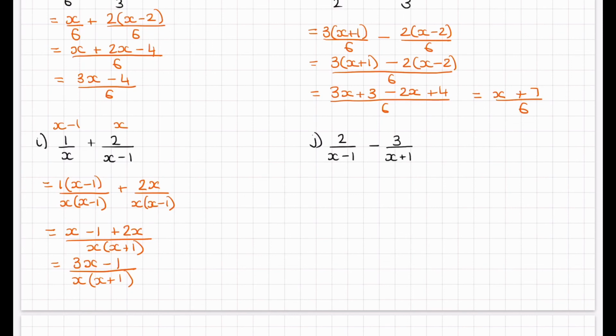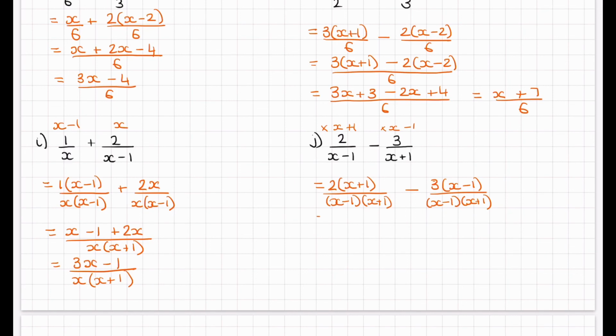And then the last one, j, we've got 2 over x minus 1 minus 3 over x plus 1. So same idea, make a common denominator. But it means we're going to have to multiply the first fraction by x plus 1 and multiply the second one by x minus 1. Because that will give us, once again, the common denominator, which will be x minus 1 times by x plus 1. And the second fraction will end up being 3 times x minus 1, and we'll have all over x minus 1, x plus 1.